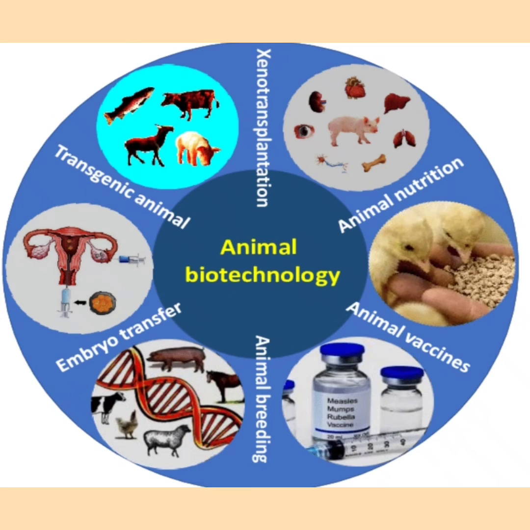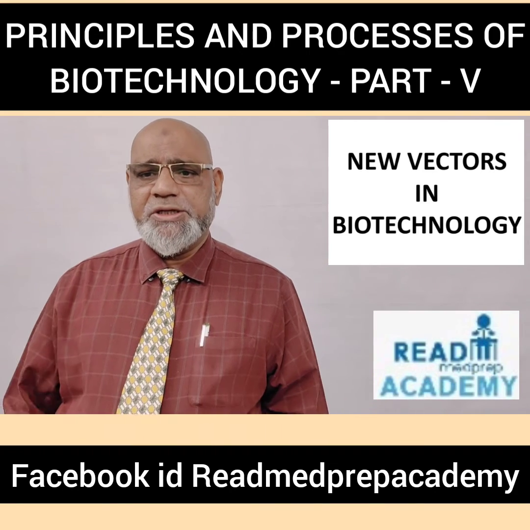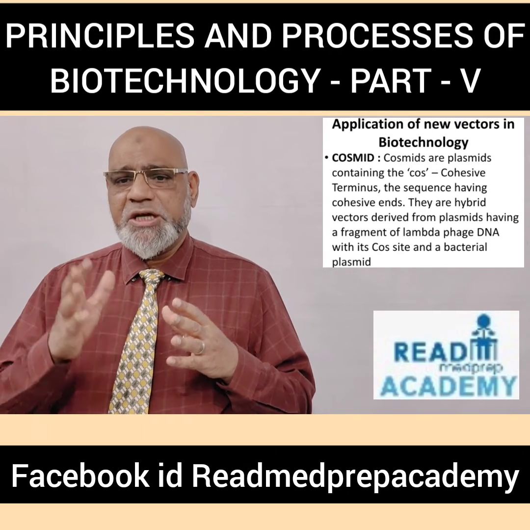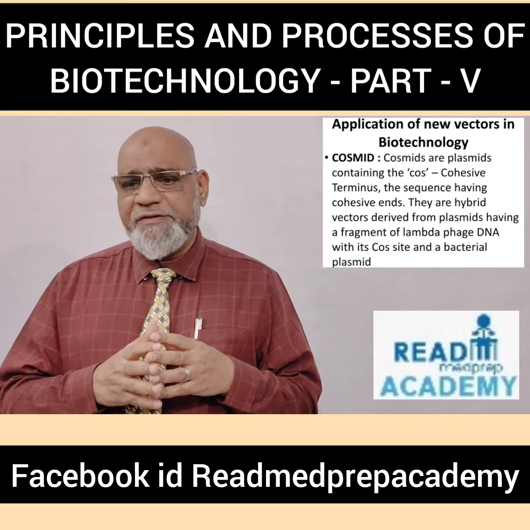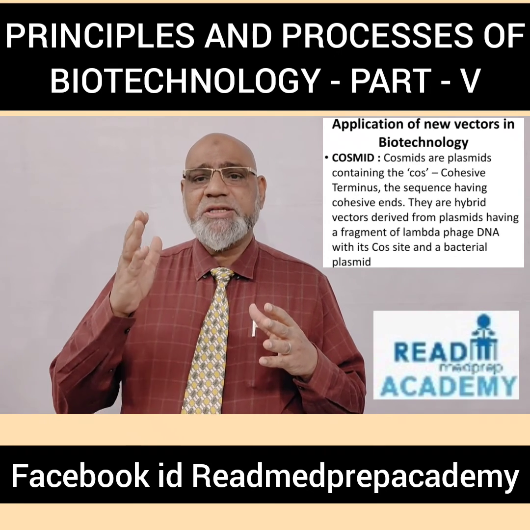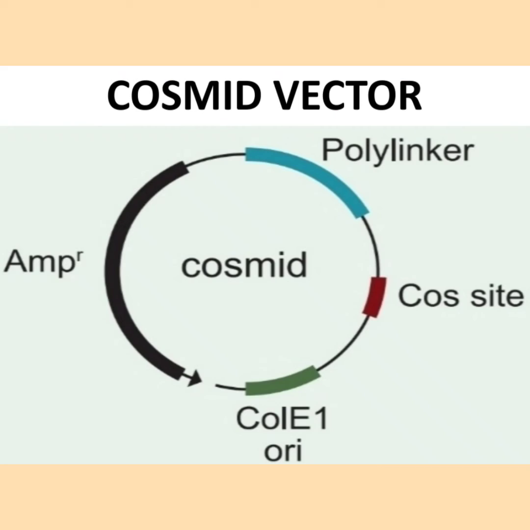Animal biotechnology is useful in xenotransplantation, animal nutrition, animal vaccines, animal breeding, embryo transfer, transgenic animal production. Now, what are the different new vectors in biotechnology? Example, cosmids are plasmids that contain the cos cohesive terminus, the sequence having cohesive ends. They are hybrid vectors derived from plasmids having a fragment of lambda phage DNA with its cos site and a bacterial plasmid. Here you can see the image of cosmid vector.